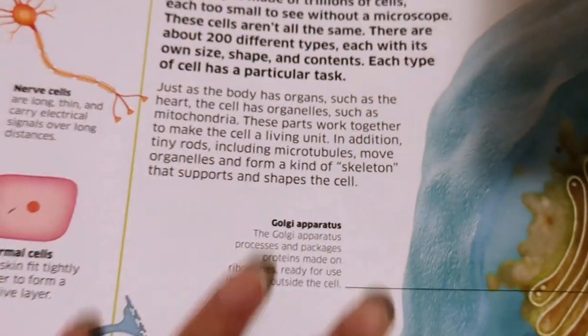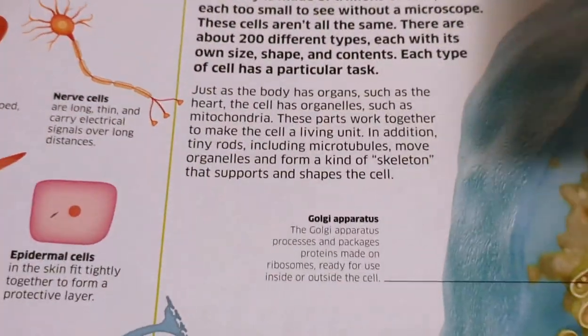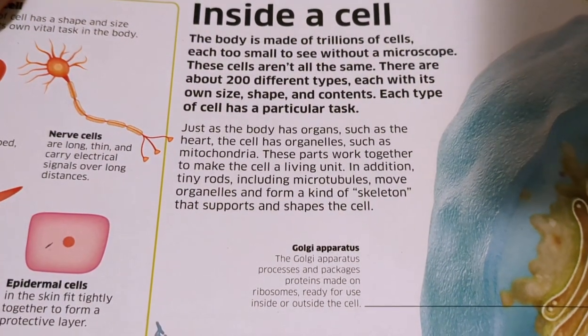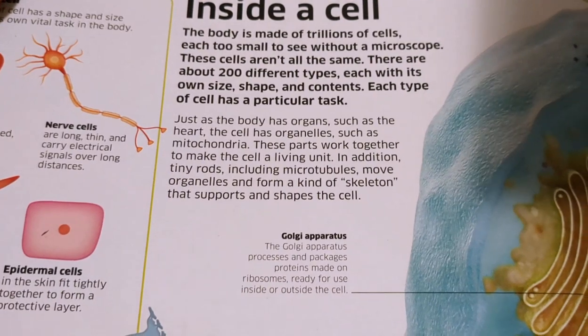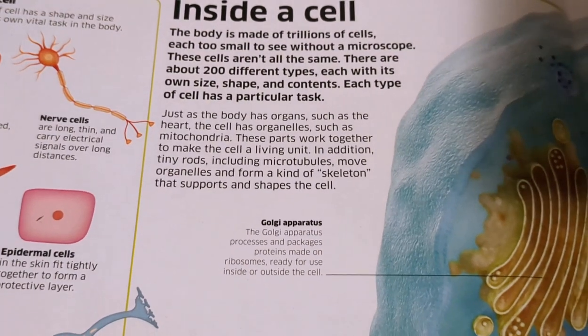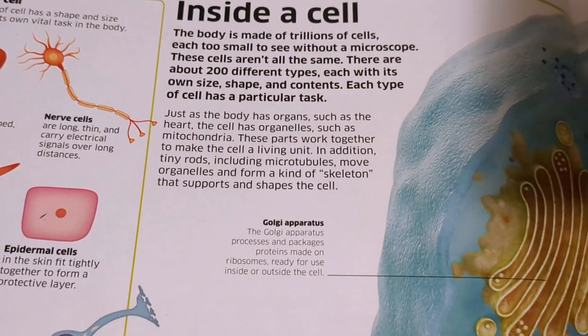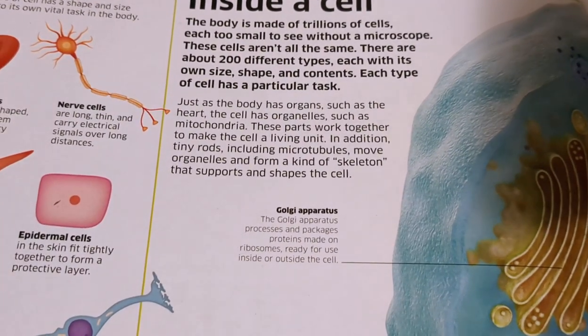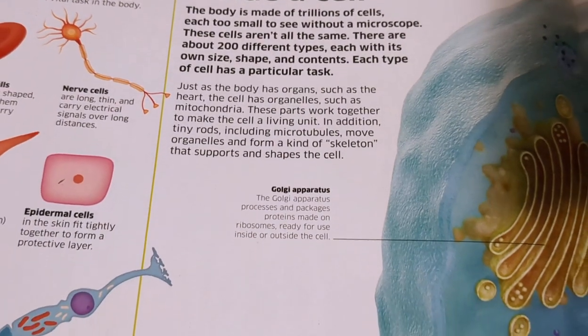So let's read more about the inside of a cell. Your body is made of trillions of cells, each too small to see without a microscope. These cells aren't all the same. There are about 200 different types, each with their own size, shape, and contents. Each type of cell has a particular task.